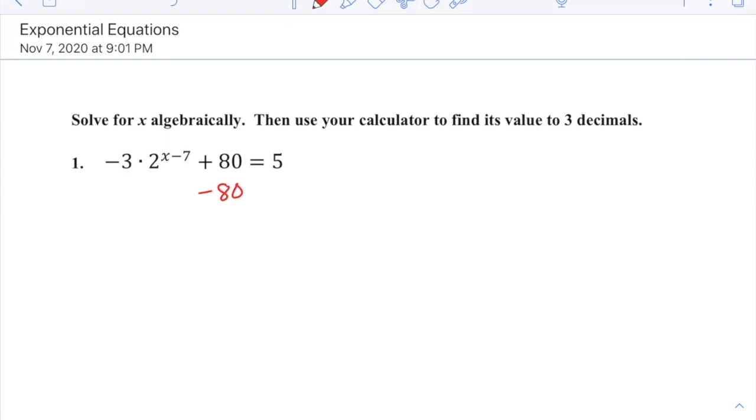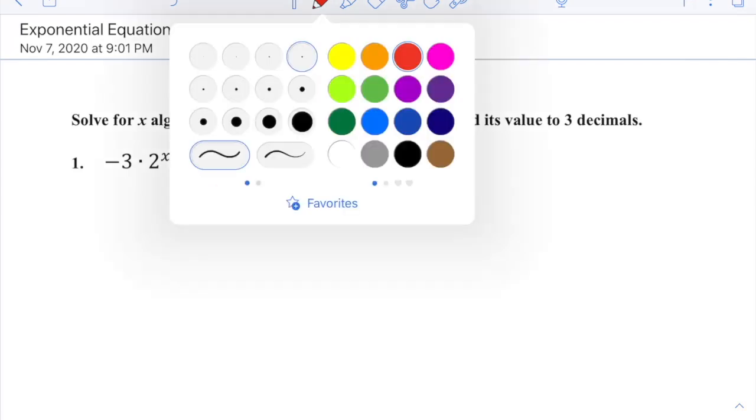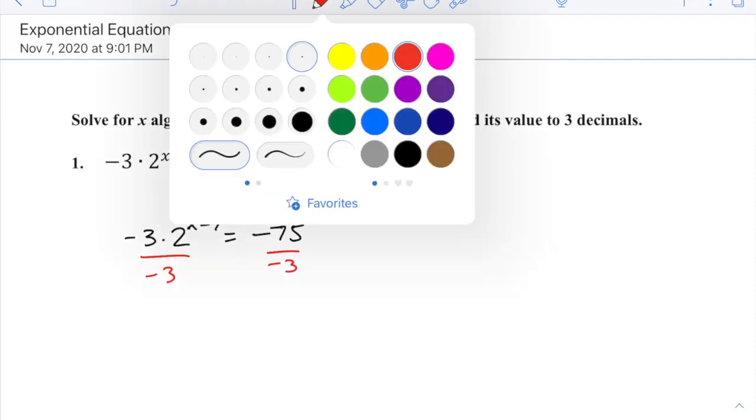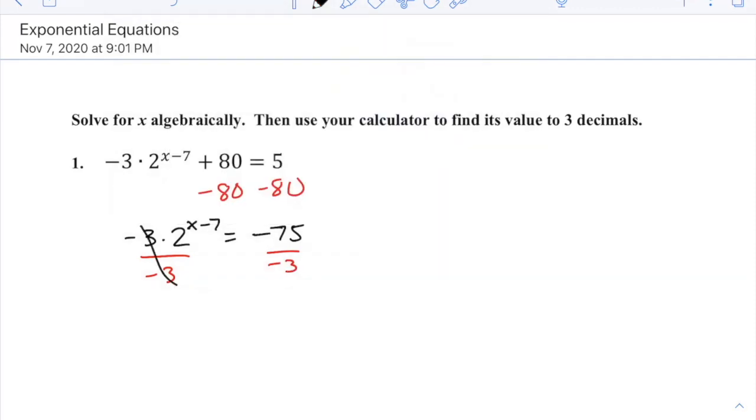First thing, subtract 80 from each side. Should be easy enough, right? Just going to move that over there. We'll have negative 3 times 2 to the x minus 7 equals 5 minus 80 is negative 75. Then my exponential expression is not isolated yet because I have a coefficient of negative 3. So I'm going to divide by negative 3. Just algebra 1 here, kids. And now we have 2 to the x minus 7 is equal to positive 25.